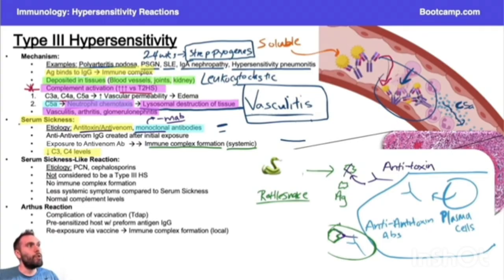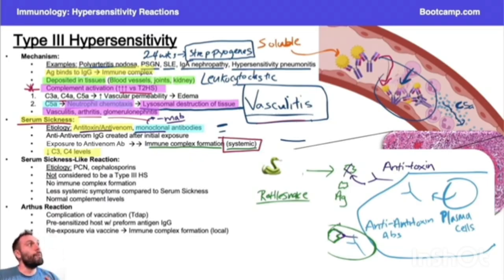Now, of course, you might be saying, well, what am I going to look for on pathology, for example, if I have a patient with serum sickness? Well, we already talked about it. You're going to look for vasculitis, arthritis, glomerulonephritis. You're going to look for tissues generally that have immune complex formation that are getting damaged, some kind of inflammation. And a lot of times this could be systemic because these antibodies are traveling everywhere in the bloodstream, depositing everywhere.